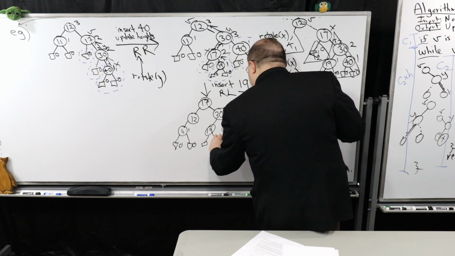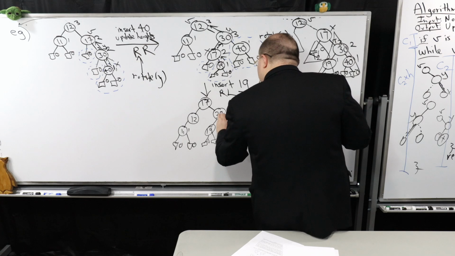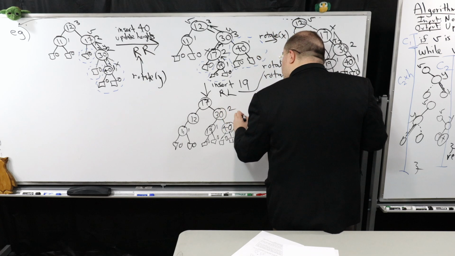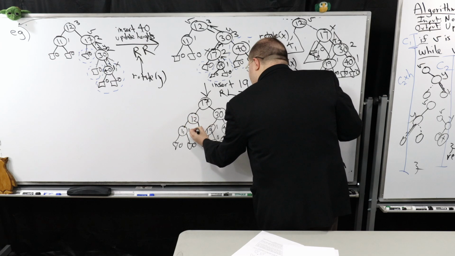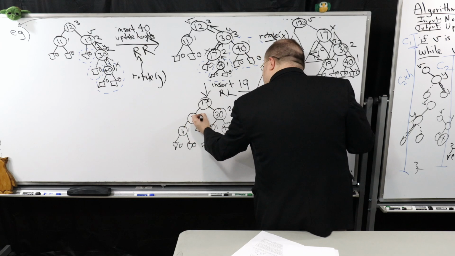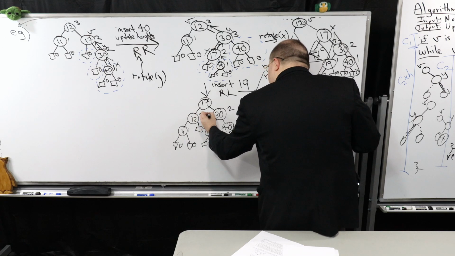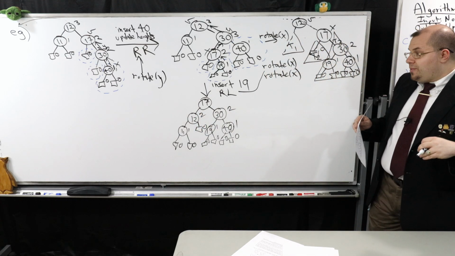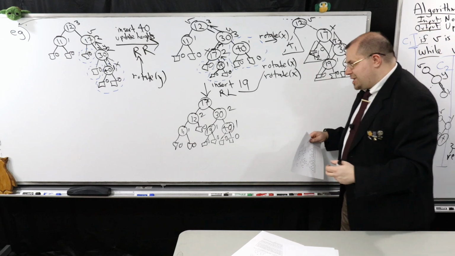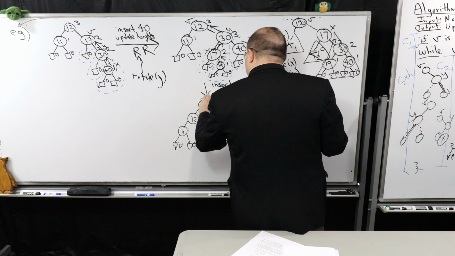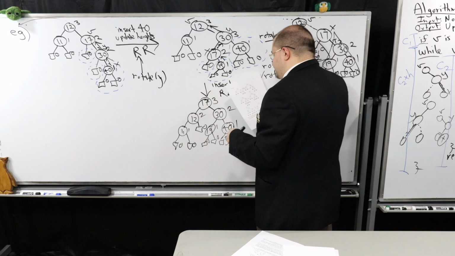So these heights are 0. This was 1. This is 2. We would make sure we update that. And we have 12 here. This should also be a 2. And of course, when I'm done doing this, I update its height, which for this one is 3.